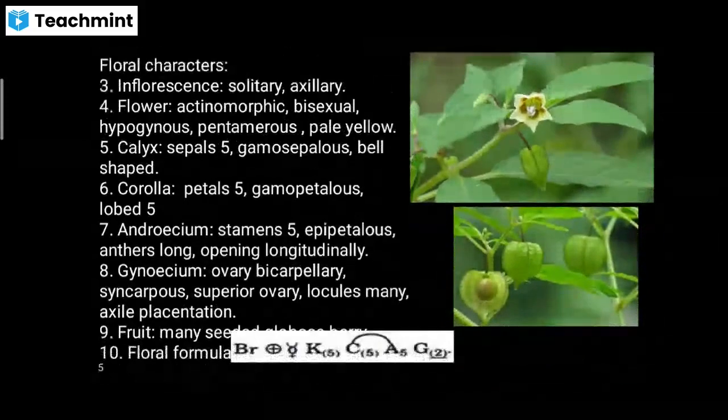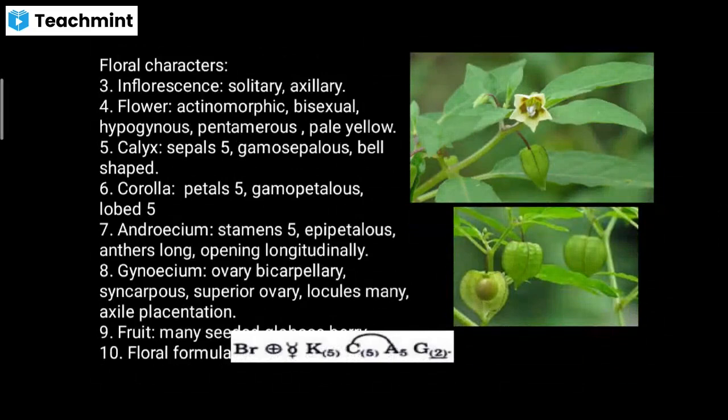Next is about the floral characters. Here the inflorescence is solitary and axillary. At the axis of the leaf, or nodal positions, these flowers will be present, and they are solitary. So only at one point a single flower is present. Then the flowers are actinomorphic, bisexual, hypogynous, pentamerous and pale yellow.